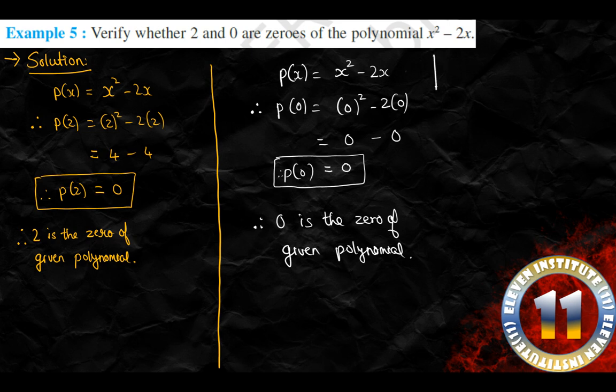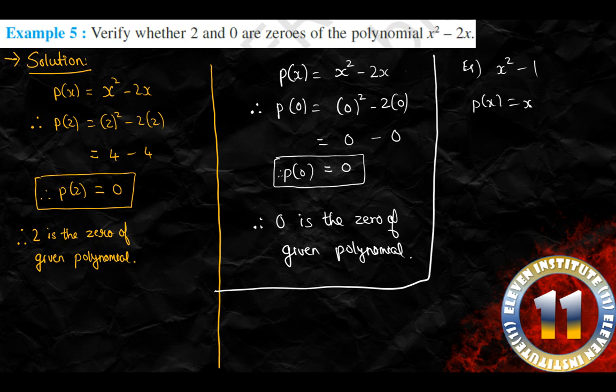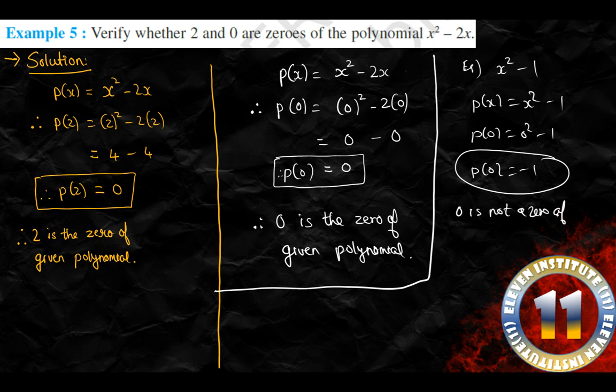Sometimes it will also happen that putting 0 does not give answer 0. For example, this is finished, but here we are taking one more example. For example, I have x square minus 1. Now if you put 0 in place of x, what becomes of it? 0 square minus 1. So what answer did p of 0 give? -1. So here 0 is not a 0 of the given polynomial.